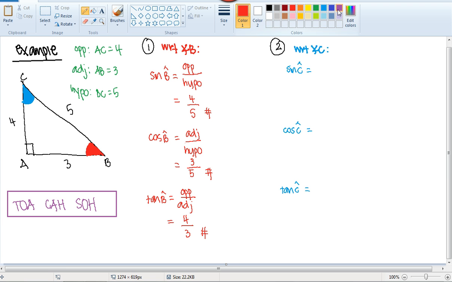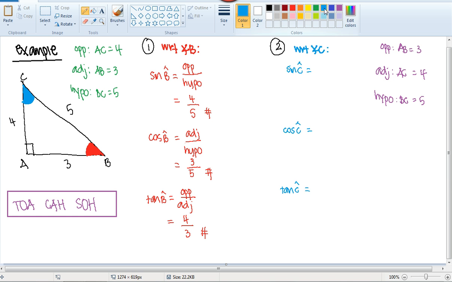So right now, let's move on to with respect to angle C. Okay, so we're going to identify the three different sides differently this time round. With respect to angle C, my three sides: I've got my opposite to be side AB, which is 3 units. My adjacent, which is the side with the right angle and this angle C, is side AC, which is 4 units. And I've got my hypotenuse, which is the side opposite to my right angle, which is side BC at 5 units.